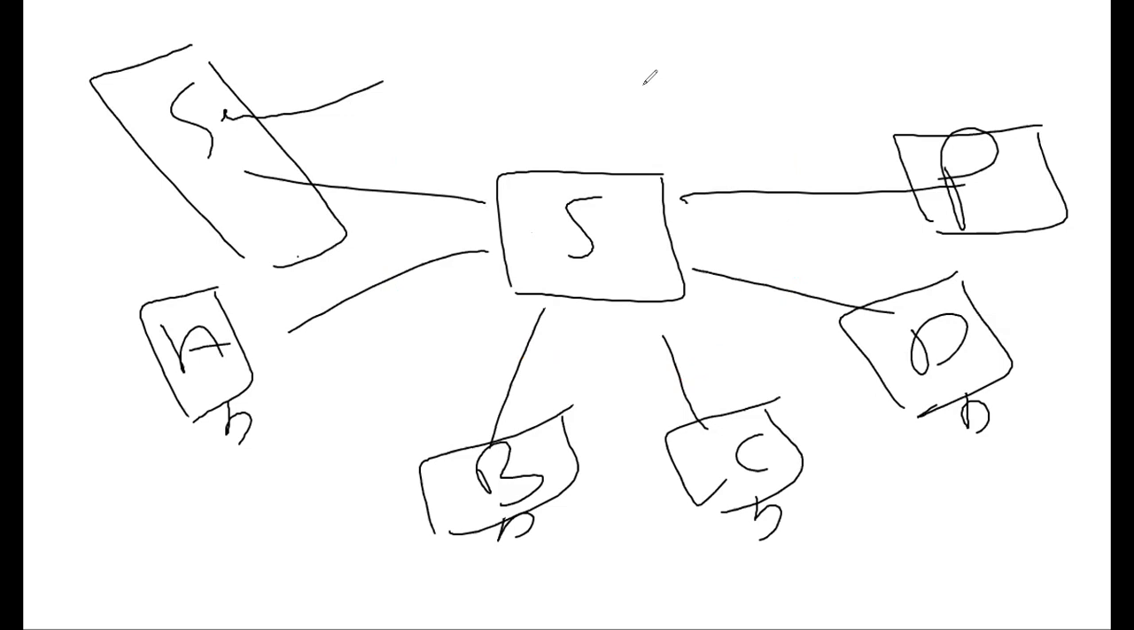Now, another definition was that a network is a collection of hardware devices. So this printer is a hardware device. This laptop is a hardware device. Maybe a smartphone, a scanner, a server. All of these are hardware devices.